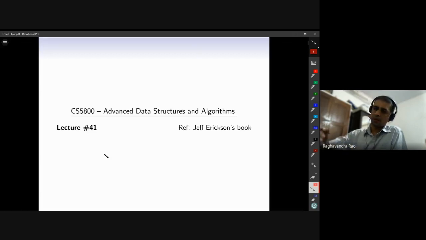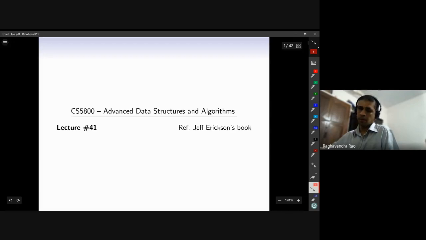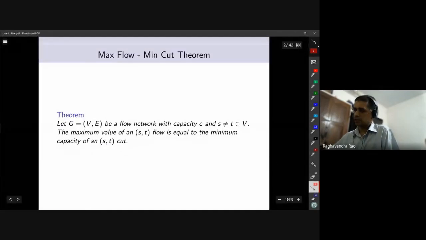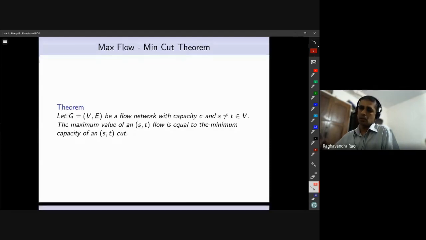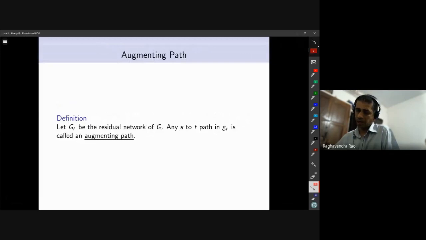Okay, good morning. Welcome to lecture number 41. So in the last lecture, we were looking at the Max-Flow-Mincut theorem. It states that the value of the maximum flow in a flow network, where C is the capacity, is equal to the minimum capacity of an S-T cut. So the main idea behind the proof is the notion of augmenting paths.